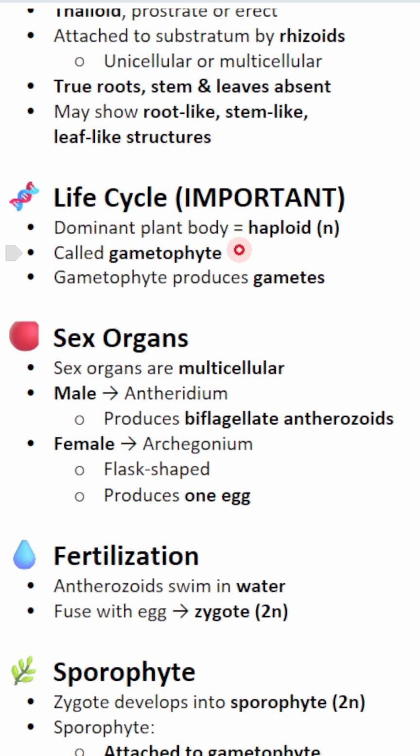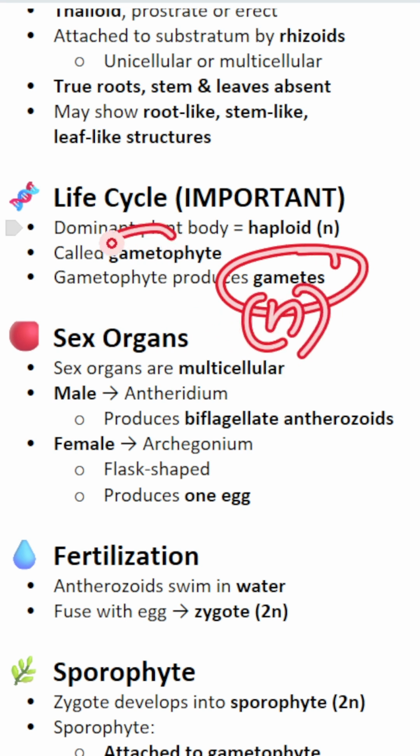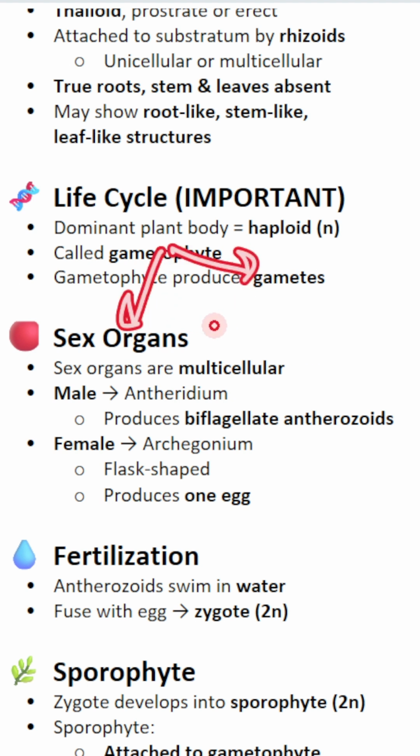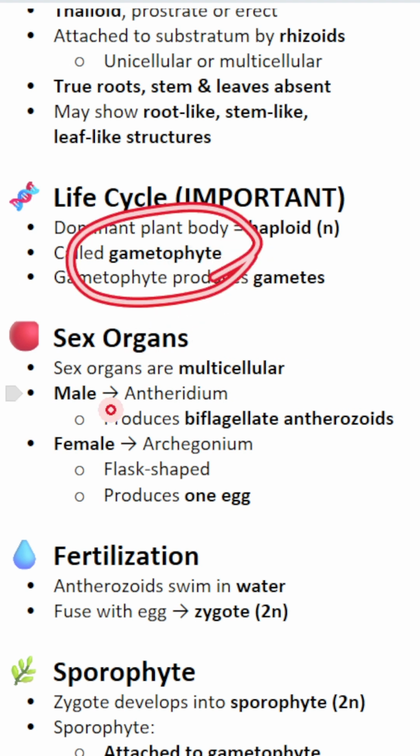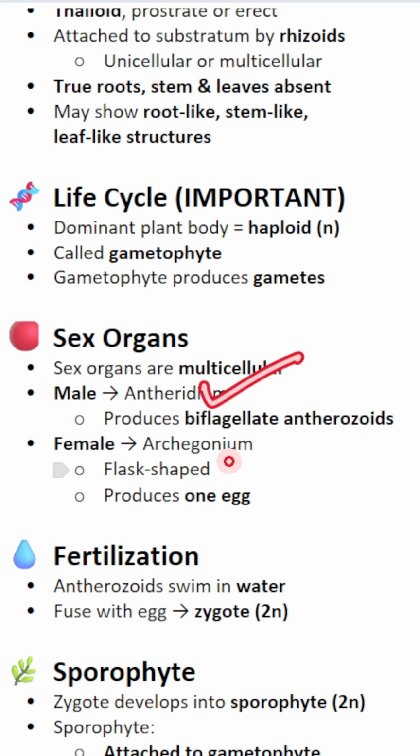The life cycle contains two phases: one is the gametophytic stage, another is the sporophytic stage. The gametophytic plant body is haploid, and it produces gametes by mitosis, and the gametes are haploid. Sexual reproduction is mostly present in the gametophytic plants, having the male sex organ called antheridium and the female sex organ called archegonium.